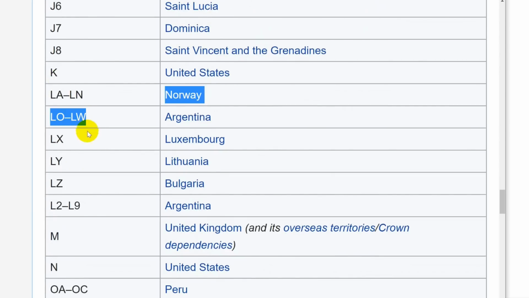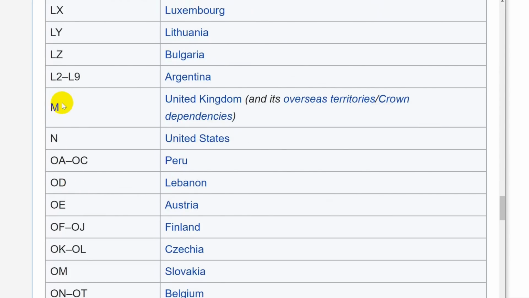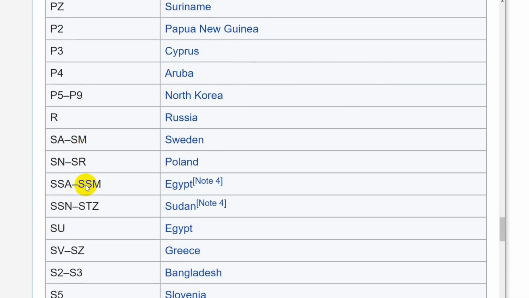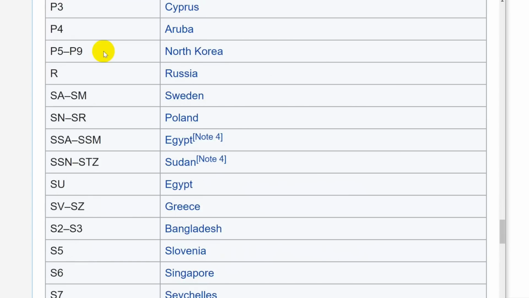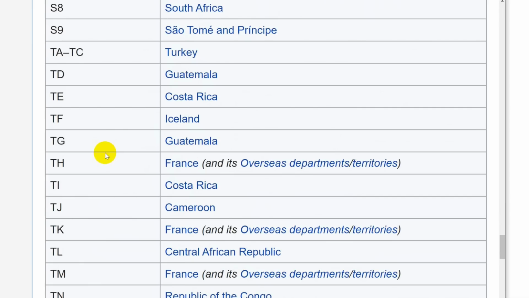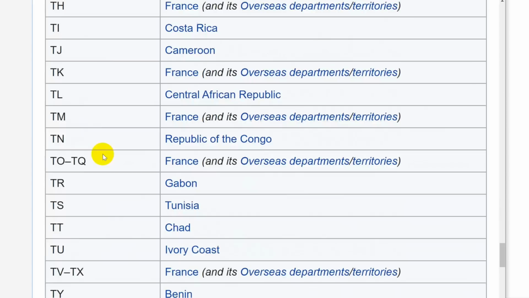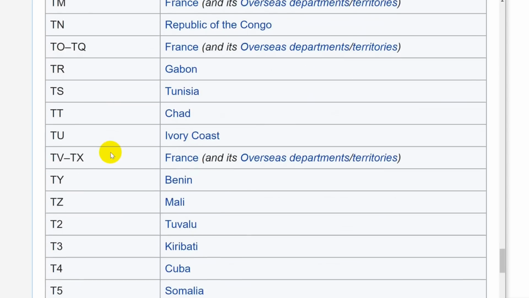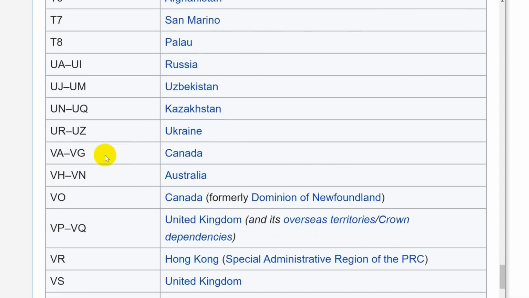Now, here's our United States. Now, the United Kingdom also has M. And you'll hear a lot of UK stations starting with M now. Okay. And let's see, we'll go down further, see if there's anything interesting. North Korea gets some more here. P5 through P9. Now remember, these are prefixes, so they're also followed by another number. Iceland, France has TH. Okay? You get some odd things in here. You'll hear some odd call signs.